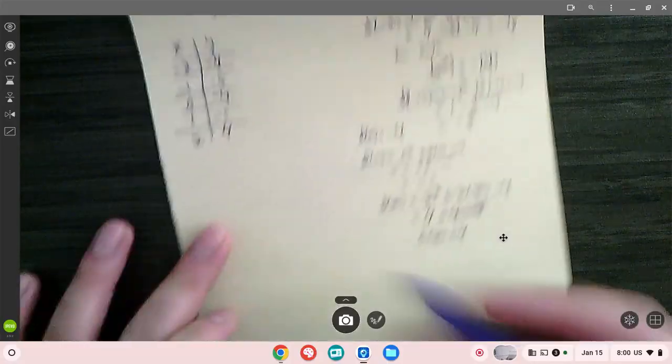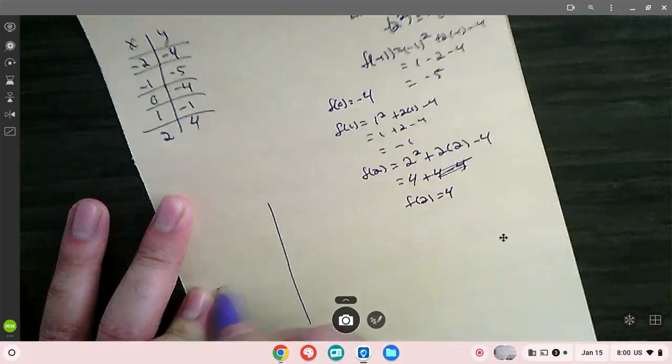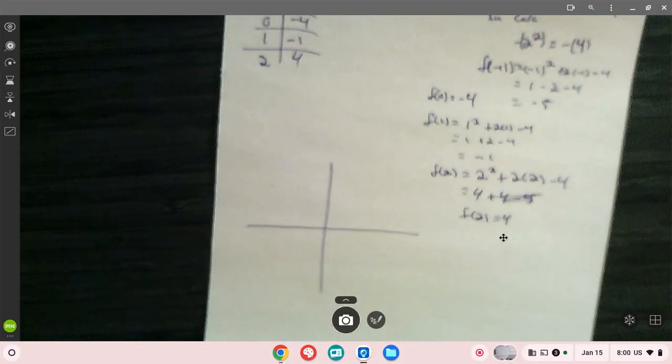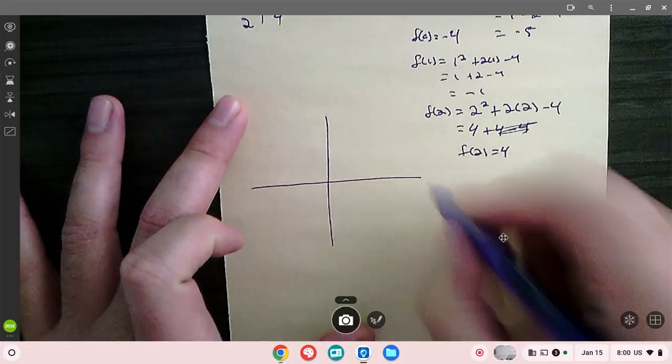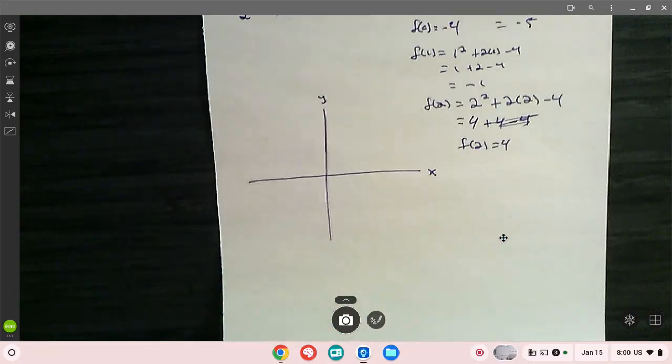So now let's go ahead and provide our sketch. A lot of people did not do this on their bell work, so I need this as well, please. This is how we sketch any type of graph anytime we're going to get a sketch. Here's our x and our y. We always want to label our x and y axis.